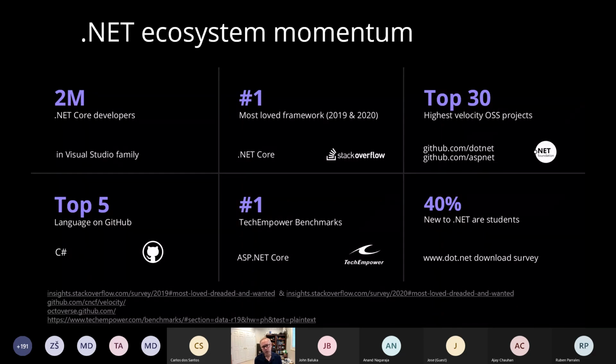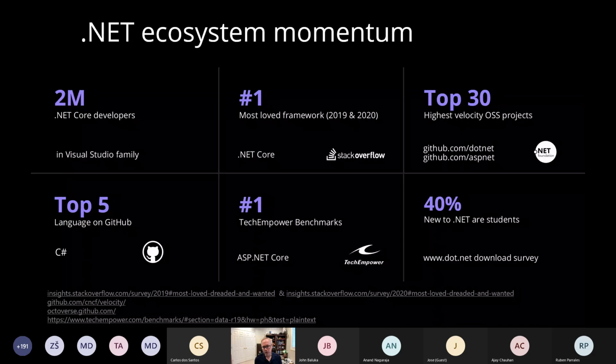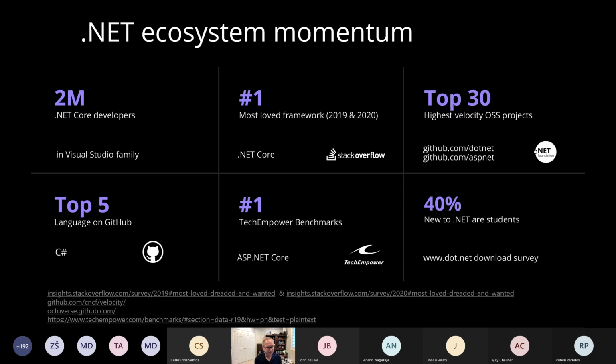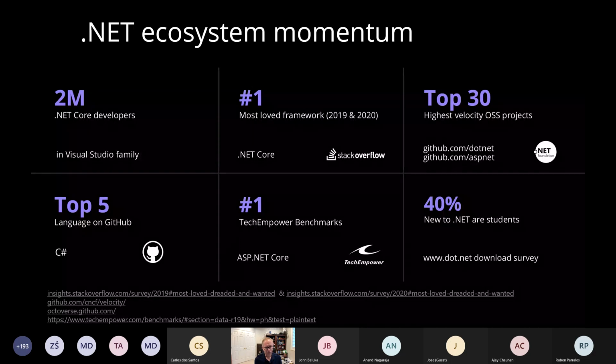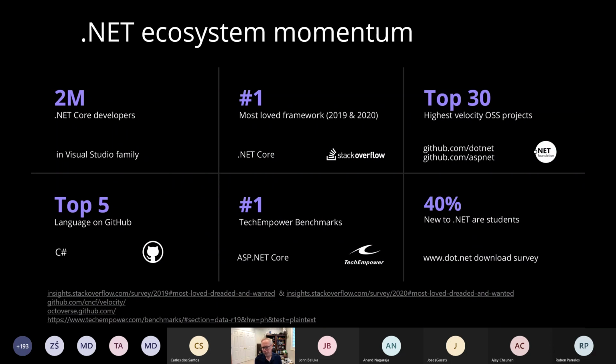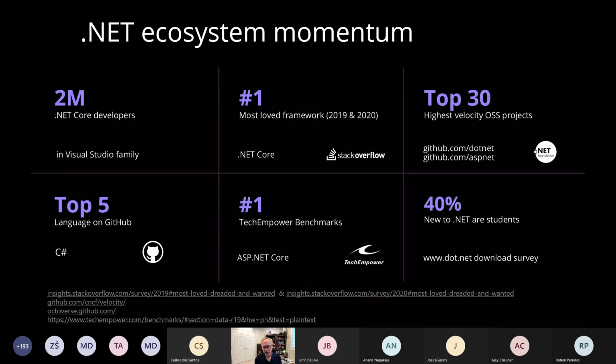On the Stack Overflow developer survey, we've been the most loved framework 2 years in a row, 2019 and 2020. Even though we open sourced super late, when I think of Java, Java open sourced a good 5 or 6 years or 10 years in front of .NET, we've still been one of the highest velocity projects in GitHub. We're the number 5 language in GitHub as well. And then, of course, on the TechEmpower benchmarks, which is a third-party benchmark, we are number 1 in many of these benchmarks, and that benchmark is one that we strive to improve in every year.